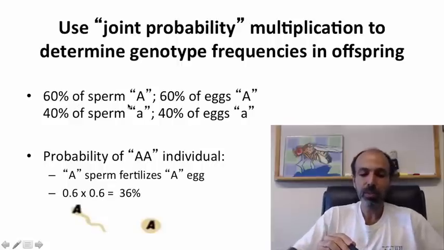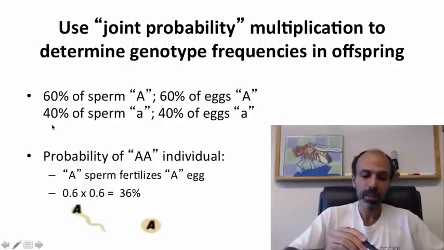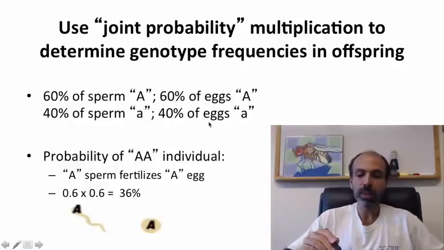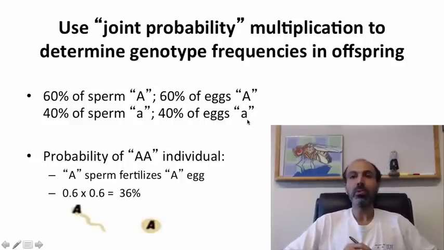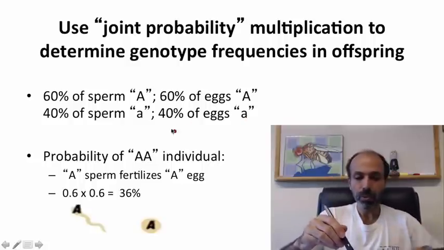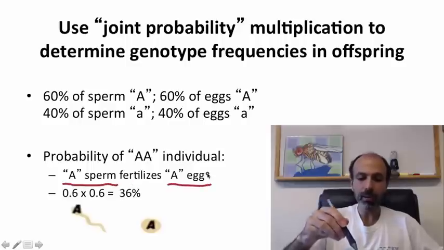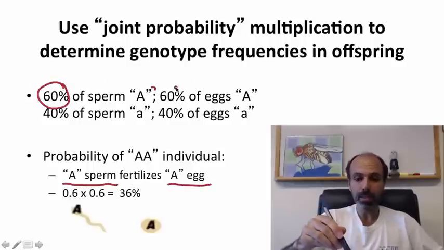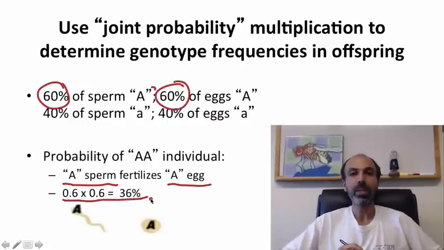So if 60% of the sperm are big A, 60% of the eggs are big A, so we're just saying 60% of all the gametes, 40% of the sperm are little a, 40% of the eggs are little a, what would the probability of a big A individual be? Well, the probability of a big A individual would be the joint probability that an A sperm comes together with an A egg. Well, A sperm is 0.6. A egg is also 0.6. So that would be 0.36, or 36%.